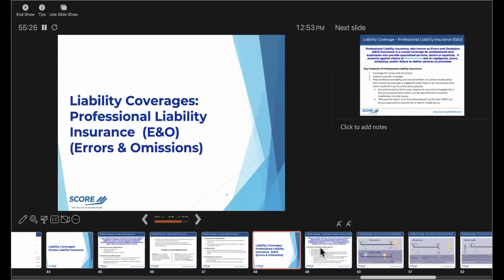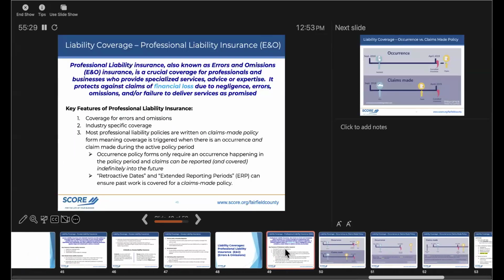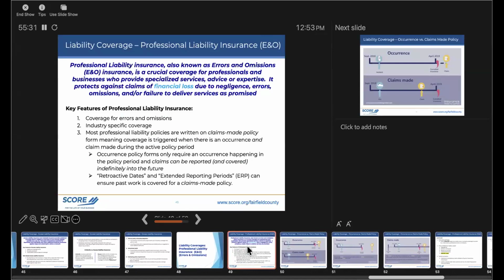Okay. Professional liability. I said I was going to get to this. These are coverages for when you provide a service, expertise, advice. You're an accountant, architect, whatever. This is coverage for errors and omissions, and this does protect against financial loss due to negligence, errors and omissions, and failure to deliver services as promised. It's industry specific. Most professional liability policies are written on a claims made basis.